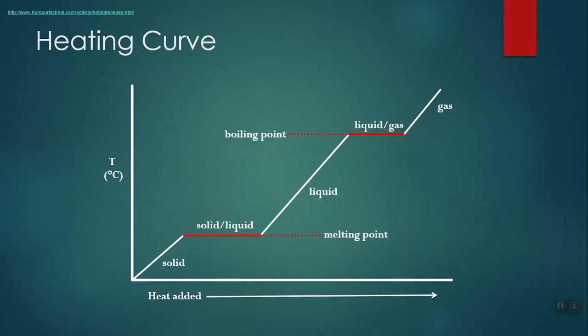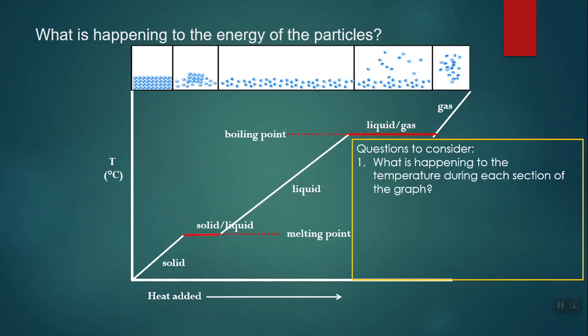Now, here are some questions that I want you to consider. What is happening to the temperature during each section of the graph? So if you look at the part where it's fully solid, the first slant of the graph, we can see that the temperature is increasing as we add more heat. And then what happens here at the solid and liquid point?